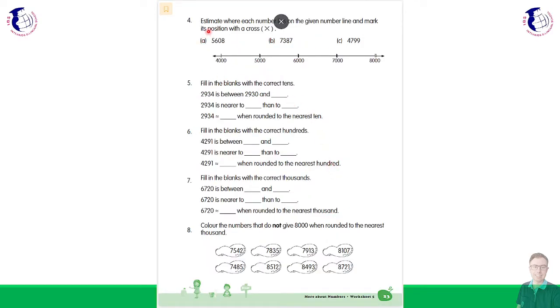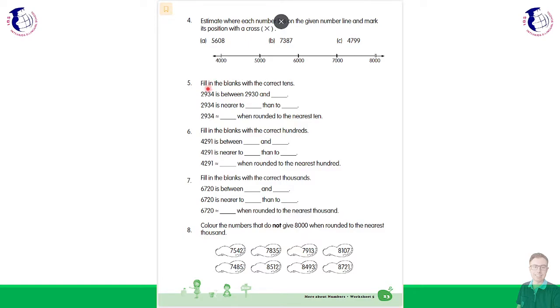Question 4. Estimate where each number lies on the given number line and mark its position with an X. So same again, except we're increasing the amount in between each line. Now there is a gap of 1000 in between each one. So use your best estimates to put the X's in the correct place for all 3 numbers.